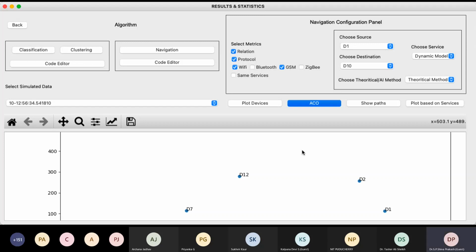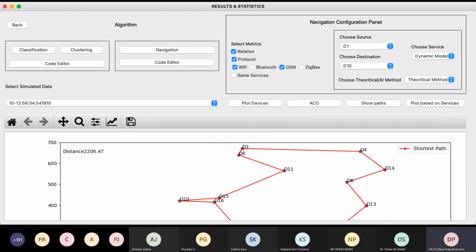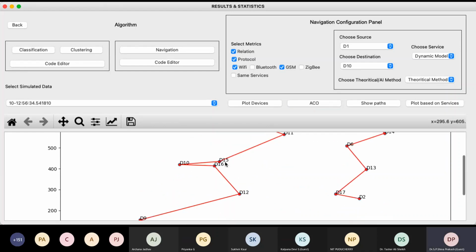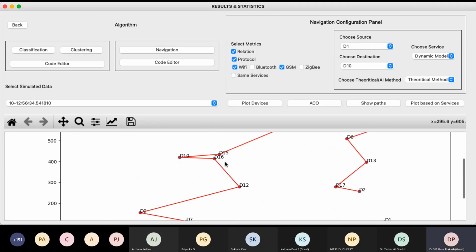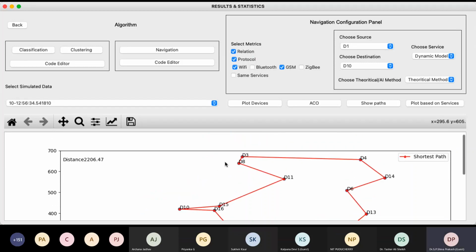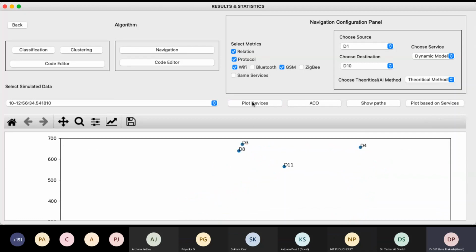it's calculating. And that basically depends on the number of devices that we have used. So this is the path between the source and the destination. These are the shortest paths between them, and here we can show the paths.